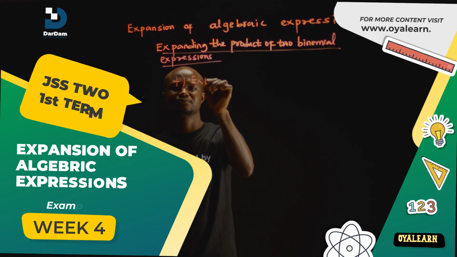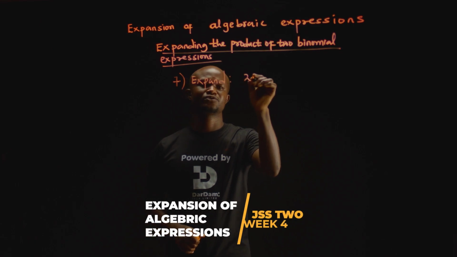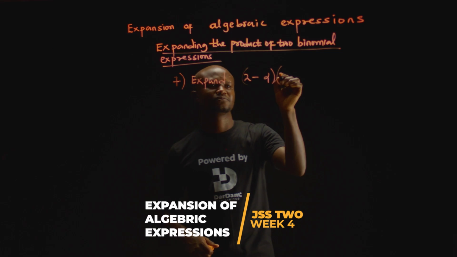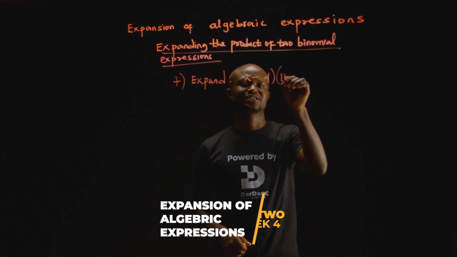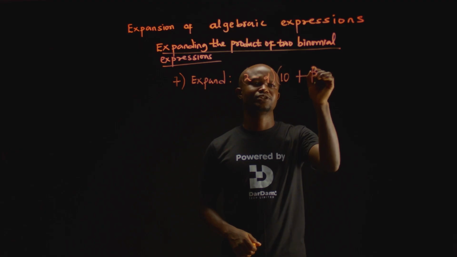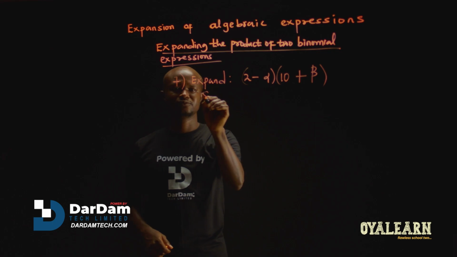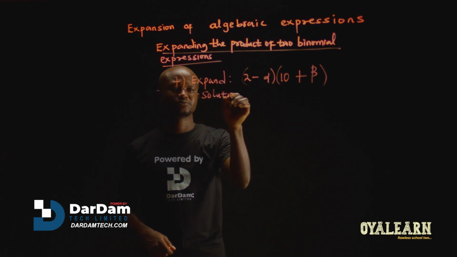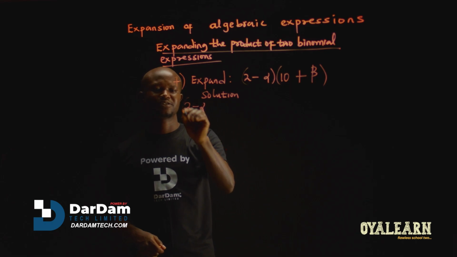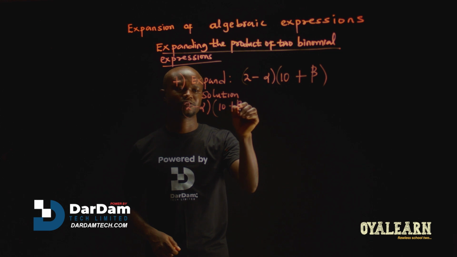Expand 2 minus alpha, then we have 10 plus beta. Solution. We have 2 minus alpha into bracket 10 plus beta.